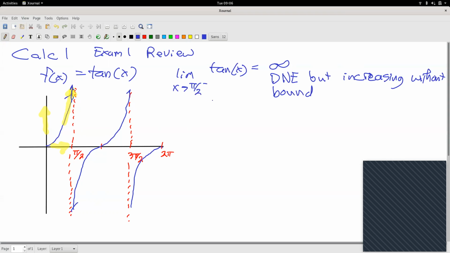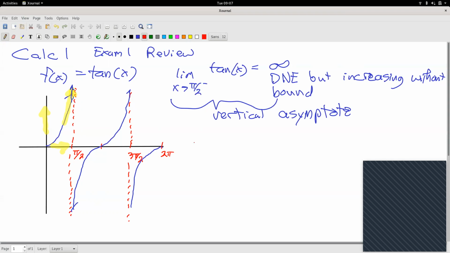And anytime we have an x value approaching a fixed real number and y increases forever or decreases forever, this is the basic definition right here of a vertical asymptote, which you have familiarity with from your pre-calculus days.